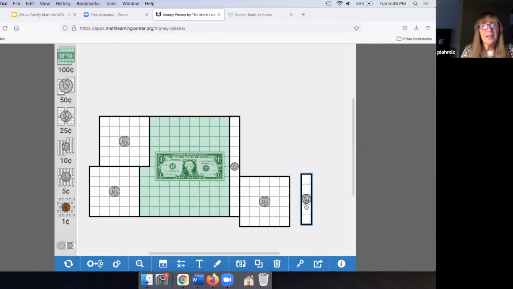So if your child comes home and they have any problems with money, I would encourage you to use the money value pieces to help do some problem solving. See if that might help, because a lot of times knowing the names of the coins and the values can be very confusing for some of our children.